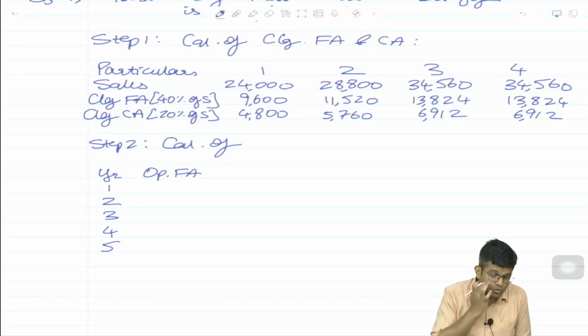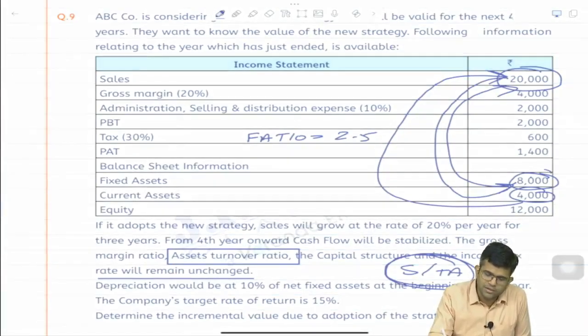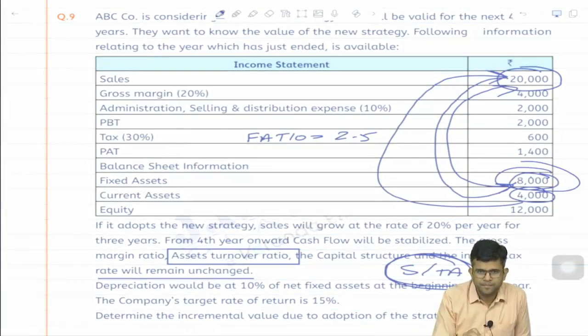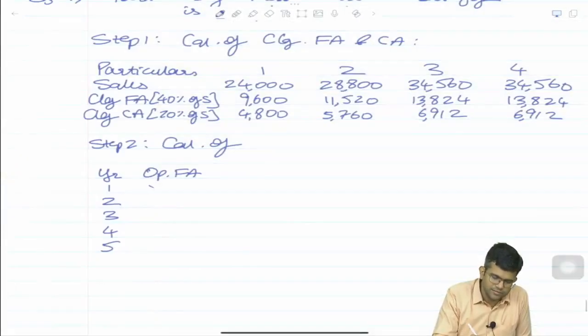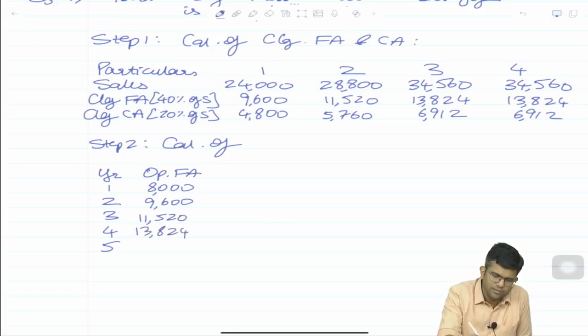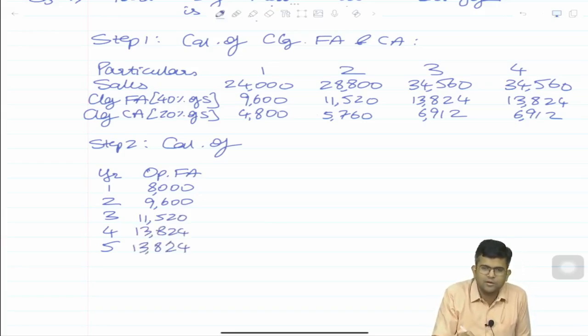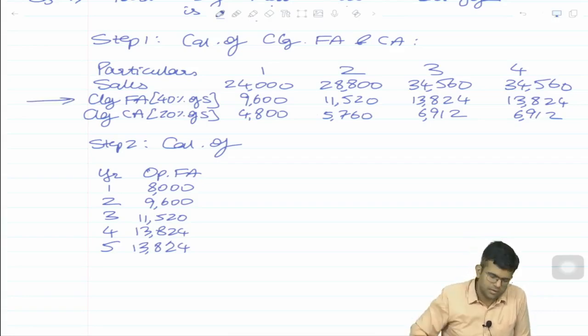Okay. So, year 1 opening will be year 0 closing, that is 8,000. 8,000 of last year will be opening for this year. So, I will write here 8,000. Then can I say 9,600, 11,520, 13,824. Everybody clear? Closing of year 4 is opening of year 5. Closing of year 3, opening of year 4, and so on. Closing we got from here. Everybody clear? Done. What is the depreciation percentage? 10%. Correct? Depreciation is 10%.